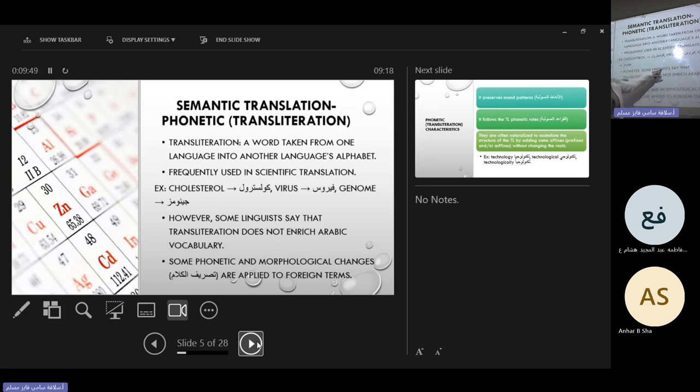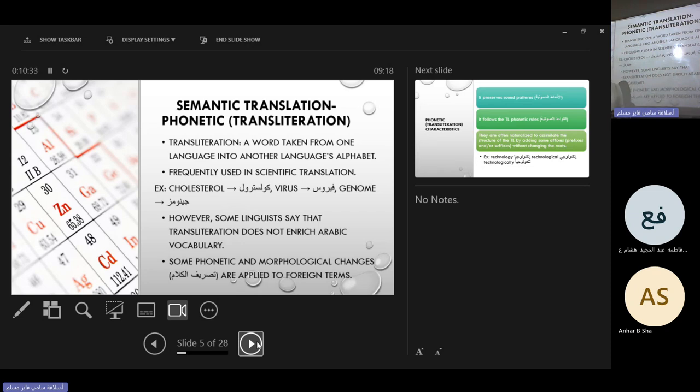However, some linguists say that transliteration does not enrich, meaning it does not enrich Arabic vocabulary. It doesn't give Arabic a way to develop in terms of vocabulary. Those are the purist side of the language, of translation. Some phonetic and morphological changes, which is inflection, are applied to foreign terms.